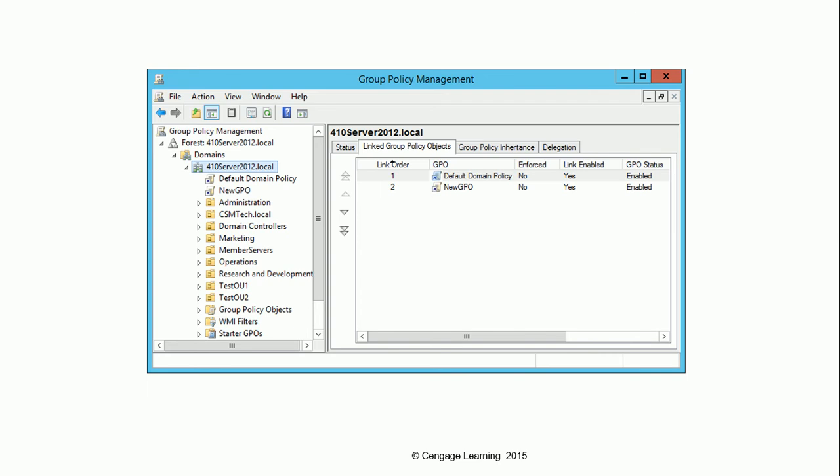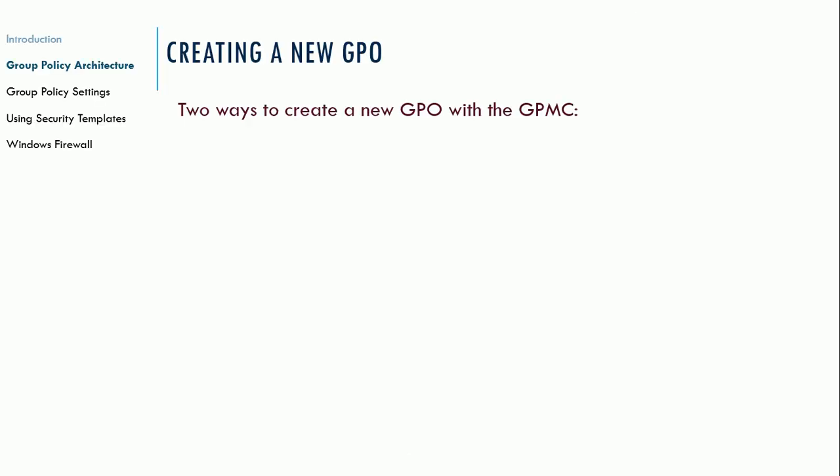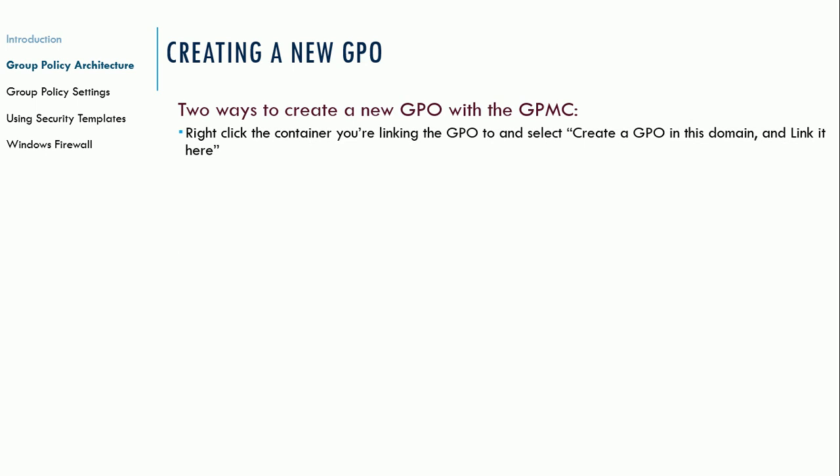So here's an example of what it looks like. This is the Group Policy Management, and if I were to right-click on one of these, I could edit one of these policies. There are two ways to create a new policy, and this is where we're going to start talking about GPOs. You right-click the container where you're linking the GPO and select Create a GPO in this domain and link it here. Or you can go to the Group Policy Objects folder and create a new one directly in Group Policy.